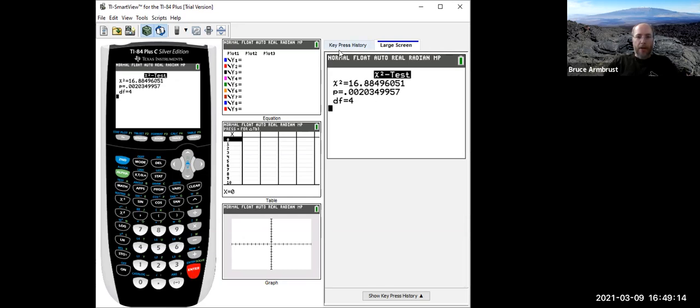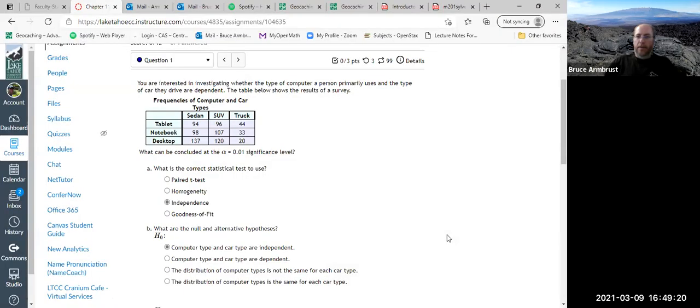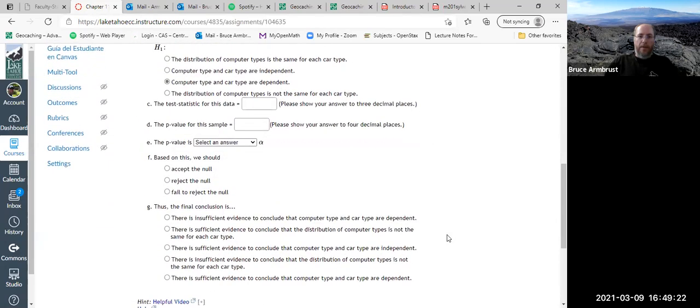Okay, so let's go put those in. I'll go back to the homework. All right, so test statistic, our chi-square was 5 point, how many decimals? 3, so 5.143 to the third decimal place. And then our p-value to 4 decimal places is 0.1616.